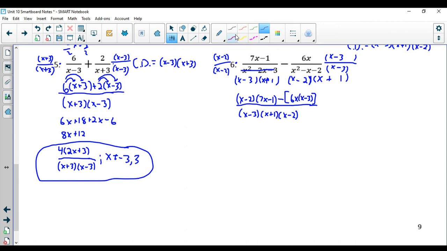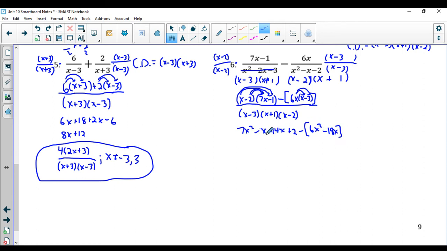So for this particular problem, we're going to have to FOIL the first part because it's a binomial times a binomial. So I'm doing x times 7x, which is 7x squared. X times negative 1 is negative 1x. Negative 2 times 7x is negative 14x. And then negative 2 times negative 1 is positive 2. I have my minus sign. I'm going to start my bracket again. And within those brackets, I have to distribute the 6x. So 6x times x is 6x squared. And 6x times negative 3 is negative 18x.